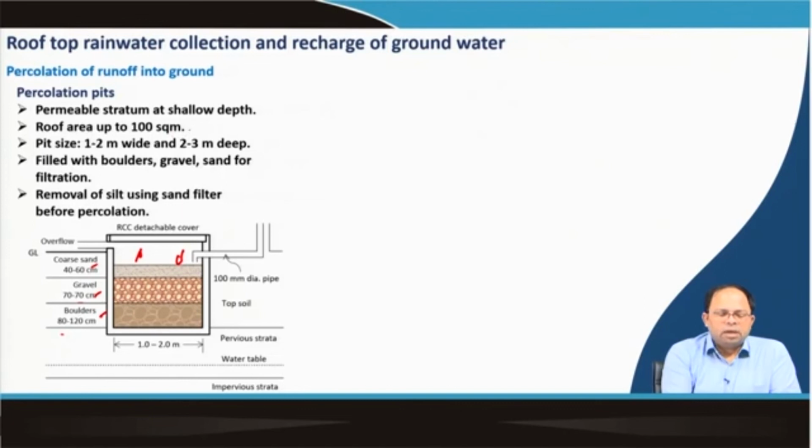So, for a roof area of around 100 square meter, we can have pit sizes of 1 to 2 meter wide and 2 to 3 meter deep, and these are filled with boulder, gravel, sand for filtration, and we need to remove the silt using a sand filter before percolation. So, that is also possible.